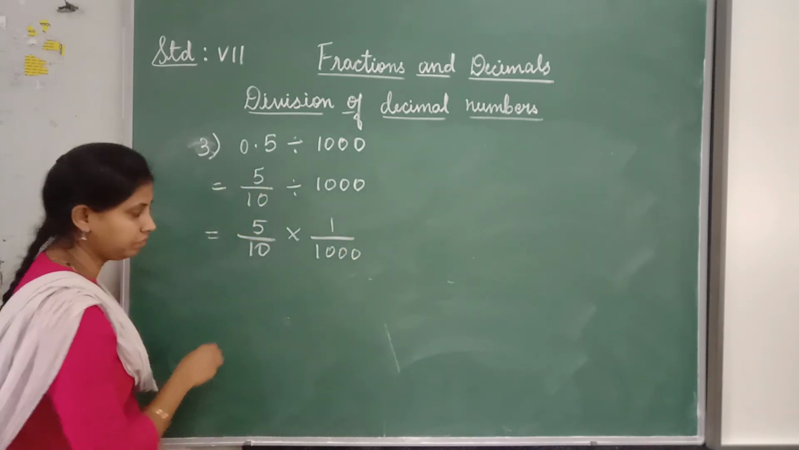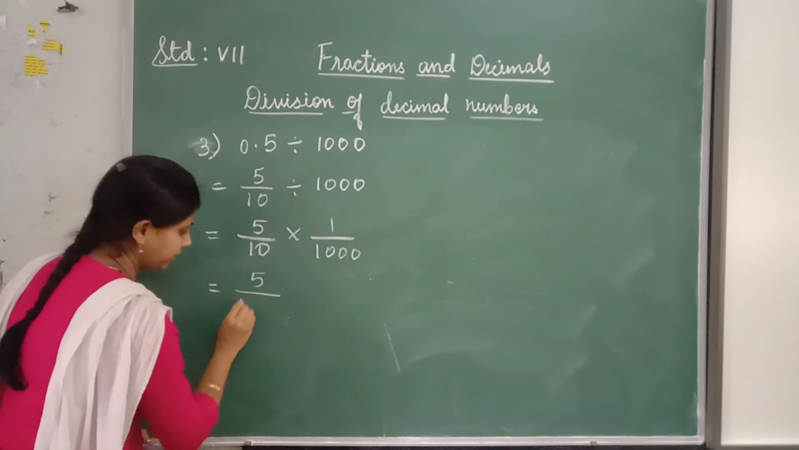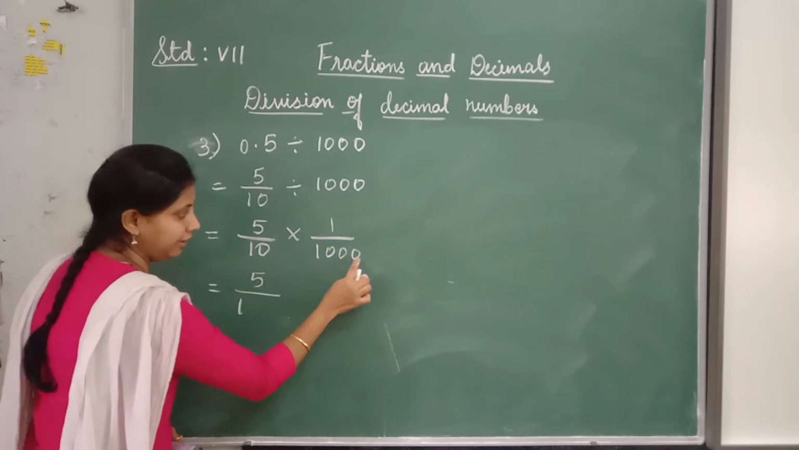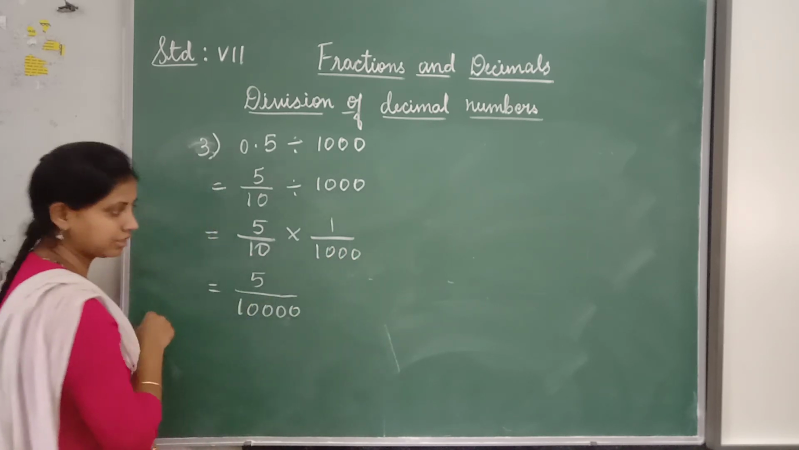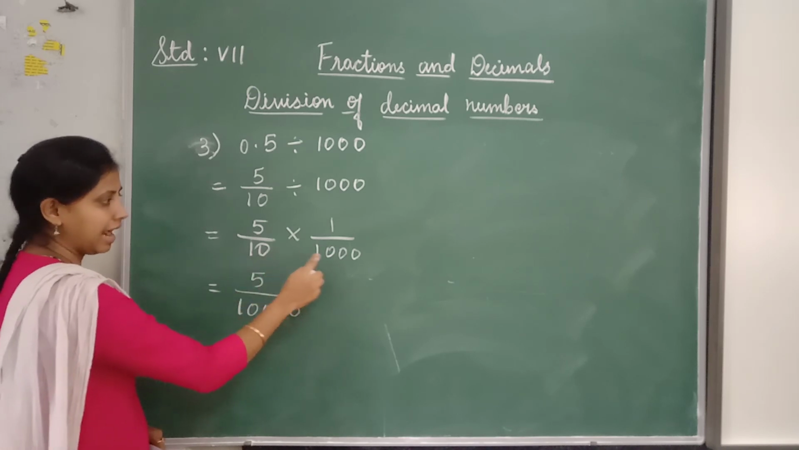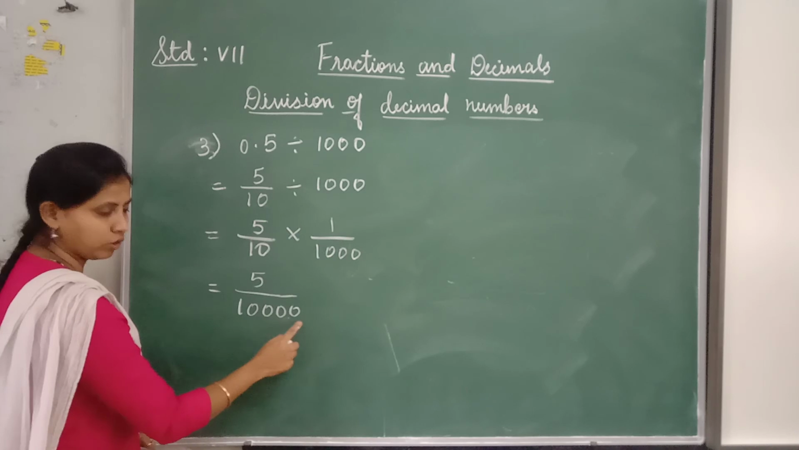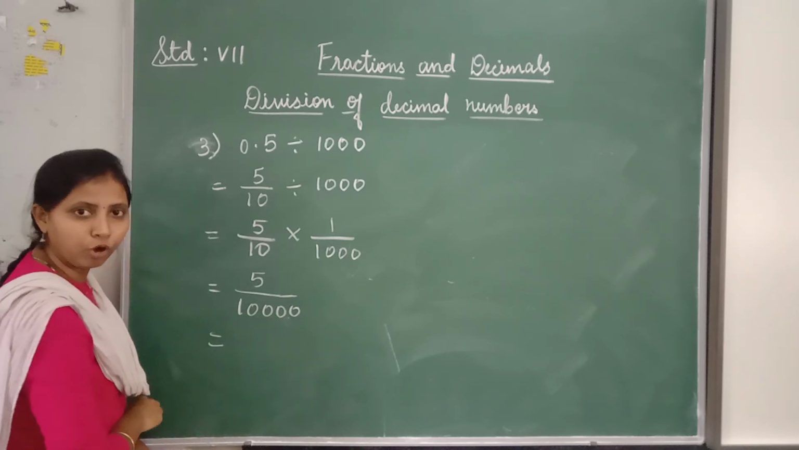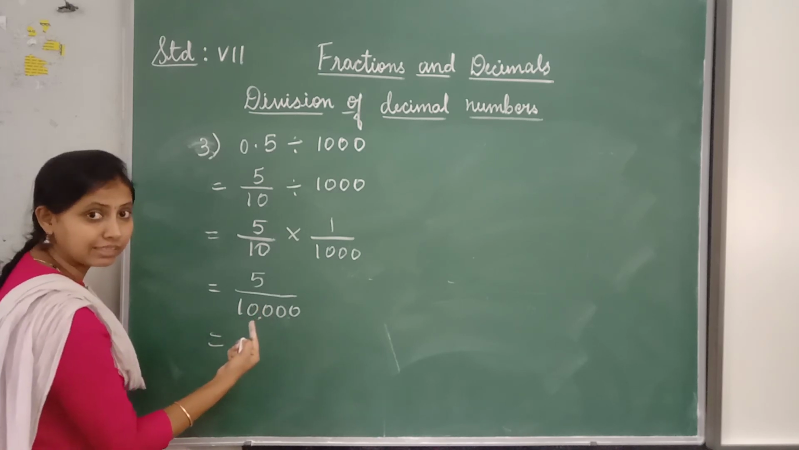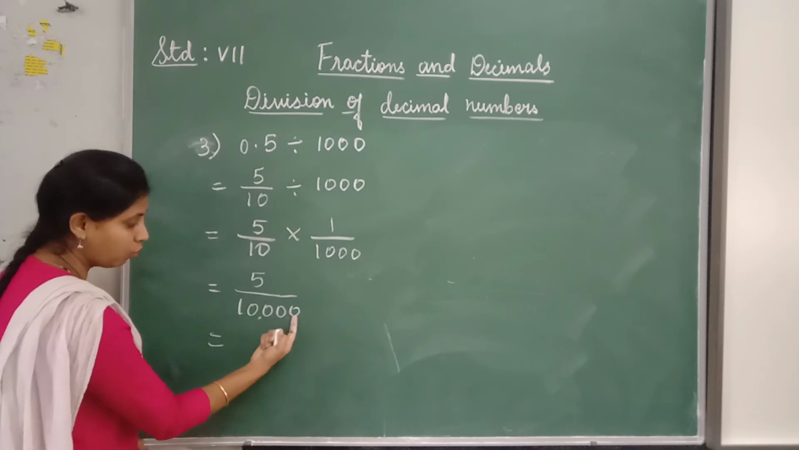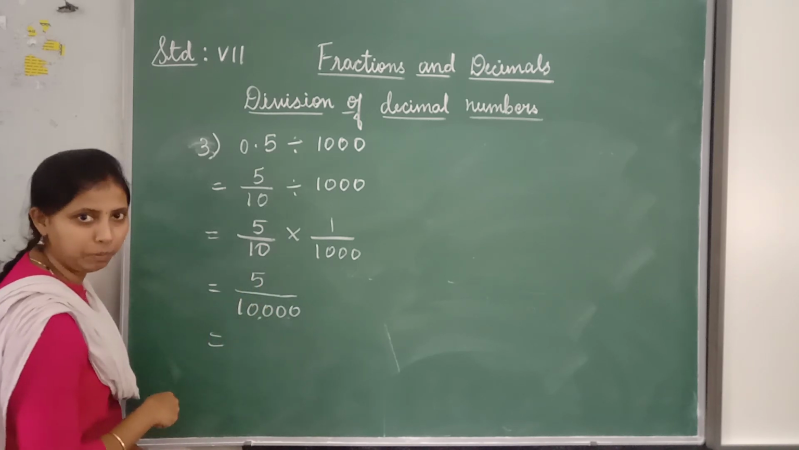Okay. Now multiply. 5 into 1 is 5. And 1 into 1 is 1. Then 1, 2, 3, 4 zeros. Okay. Directly you can multiply. Yes. 1 into 1 is 1. And add the number of zeros and write it. 1, 2, 3, 4. Write 4 zeros. Now write the decimal form. 5 upon 10,000. Yes. You have to place the decimal point after how many digits? 1, 2, 3, 4 digits. After 4 digits the decimal point should be placed.